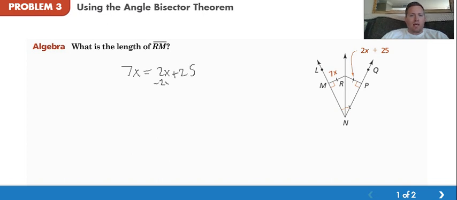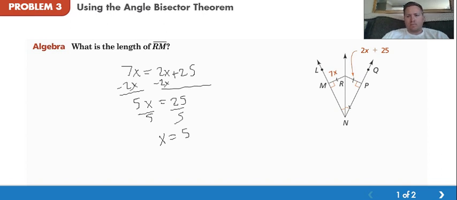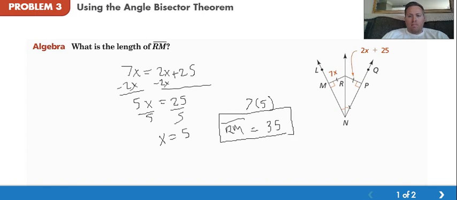Now I'm going to get x by itself. Subtract 2x from both sides, which gives me 5x equals 25. Divide both sides by 5, and we get x equals 5. So to figure out what RM is, we take 7 and plug that 5 back in, which gives us 35. So segment RM is going to equal 35. As long as we know those theorems and can see how it bisects and the shortest distance from a line, we can use those theorems to solve these types of problems.